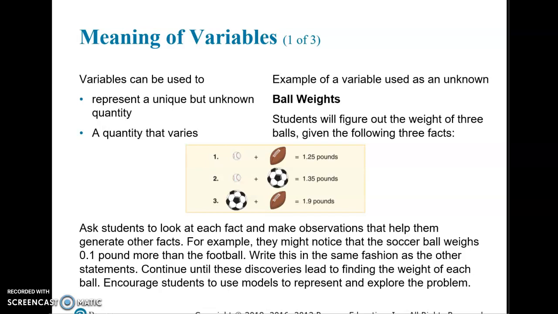So if you split that up, baseballs are 0.35, and if you subtract the baseball from number 1, so 1.25 subtract 0.35, you end up with 0.9 pounds for the football. And number 2, you subtract 0.35 from 1 and 35 hundredths pounds, and the soccer ball is 1 pound.